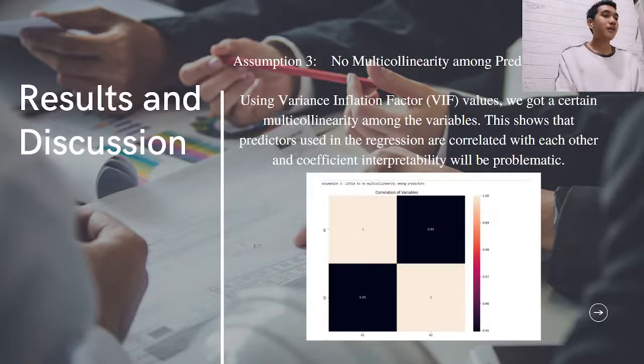We have assumption number three, no multicollinearity among predictors. Using the variance inflation factor, the VIF values, we found a certain multicollinearity among variables. This shows that the predictors used in the regression are correlated with each other, and the coefficient interpretability will be problematic.